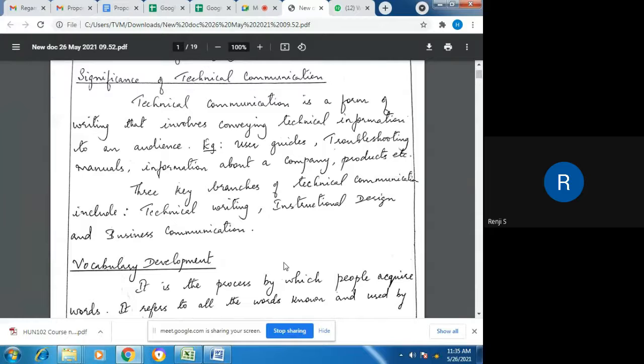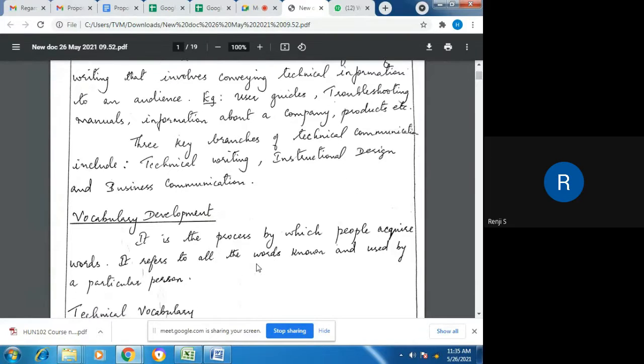And these manuals are all technical writings that help us to learn what the device is, or to understand the device in detail. It will give us step-by-step instructions, and the instructions will be in an easy to understand manner. So technical writing finds its importance in writing these details. You cannot elaborate anything. At the same time, you have to shorten the message and make it understandable to the end user. And there are 3 key branches of technical communication, that is technical writing, instructional writing, and business communication.